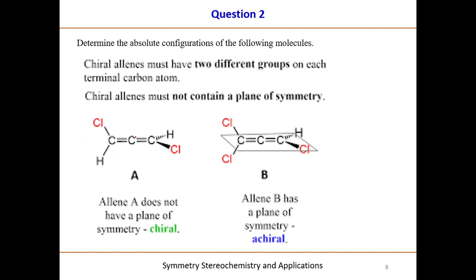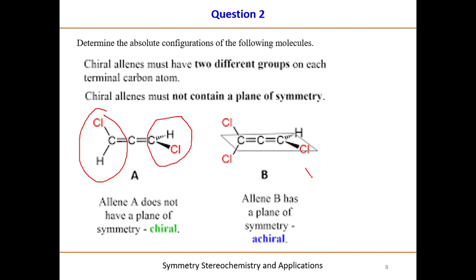So for a chiral molecule, the condition is that the allene should always have two different groups present on each terminal carbon of the allene molecule. In the first case, you can see we have two different groups at the terminal carbon. Here also we have two different groups at the terminal carbon atom. That means it is a chiral molecule, and there is no plane of symmetry present here. You can pass a plane, but you will not get the stereochemistry as mentioned here. So there is no plane of symmetry.